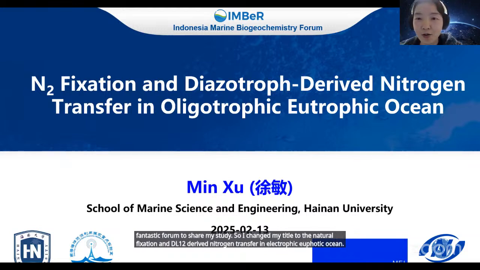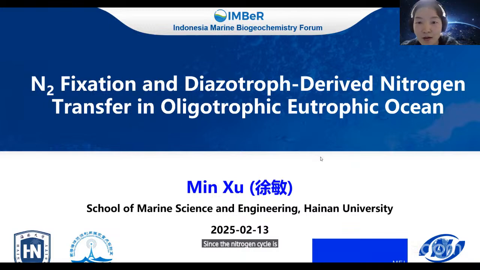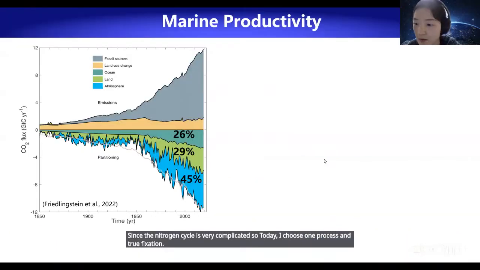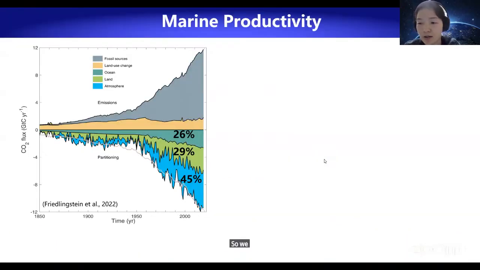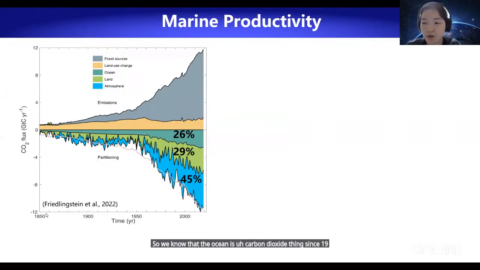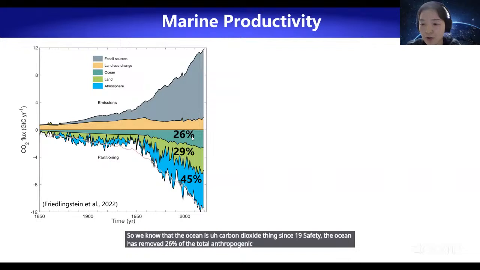Since the nitrogen cycle is very complicated, today I choose one process, the N2 fixation. So we know that the ocean is a carbon dioxide sink. Since 1950, the ocean has removed 26% of the total anthropogenic CO2 emissions, and contributes nearly half of the world's primary productivity, while phytoplankton. The phytoplankton is the basis of the marine food web.